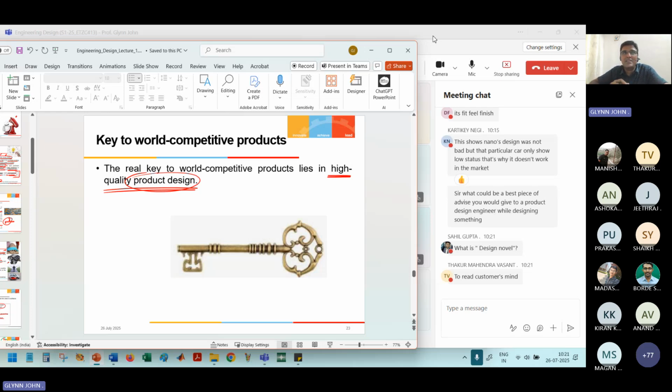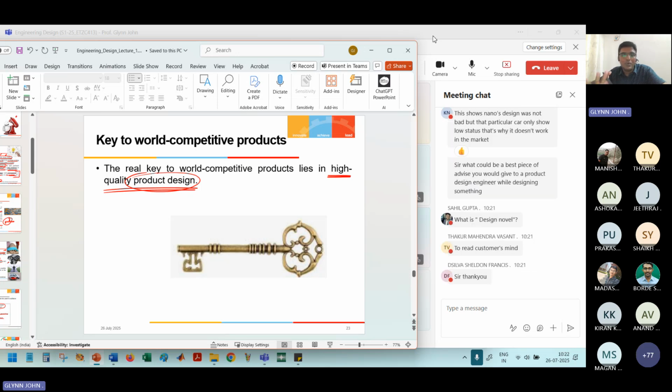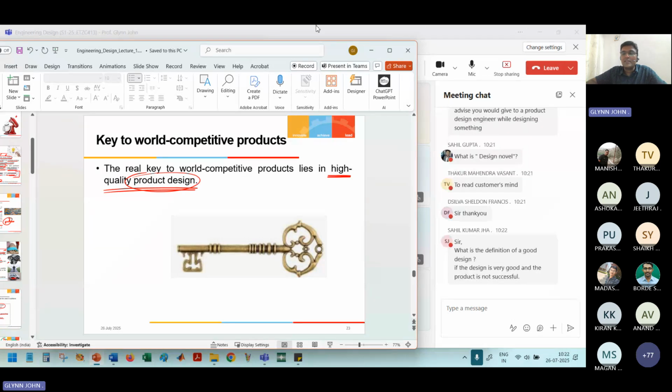The customer will have a need, but he will not tell you. Even if you ask him 1,000 times, he'll not be able to tell you exactly what he needs. But if you understand that by doing your own research or by truly observing the customer, at one point you'll be able to come up with a very good design. So that's the most important thing. Okay, so with that we'll continue in the next class.